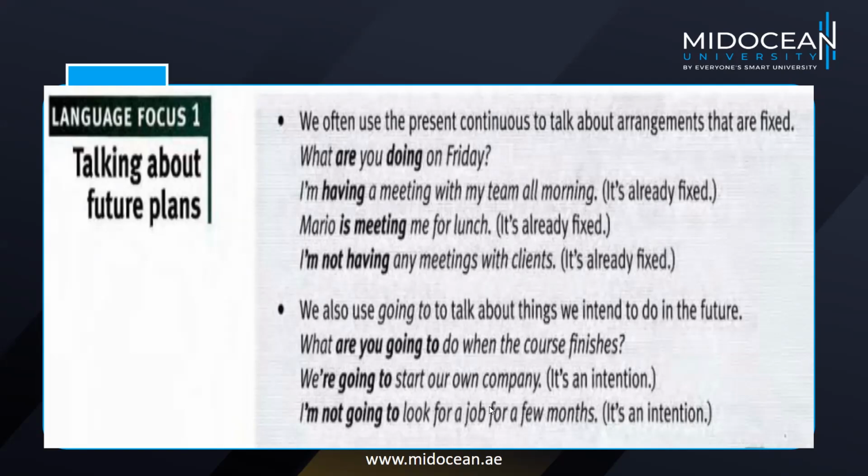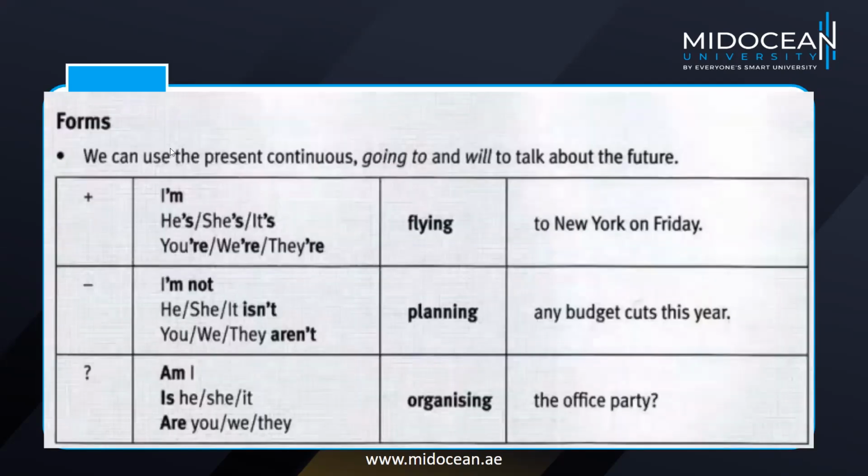I'm not going to look for a job for a few months. So برضو هنا it's an intention. يبقى لازم عشان going to يبقى في intention. أما في اللي قبلها اللي كانت present continuous يبقى في arrangements، ترتيبات. Well, forms التكوين بتاعنا we can use the present continuous, going to and will to talk about the future. يبقى دي الثلاث حاجات اللي ممكن نستخدمهم عشان نعبر عن the future: will و going to و present continuous. وأحيانا طبعا بنستخدم present simple guys بس مش هنتعرض ليه دلوقتي.